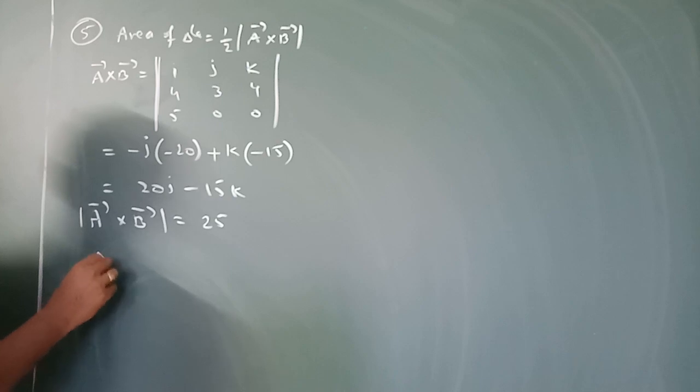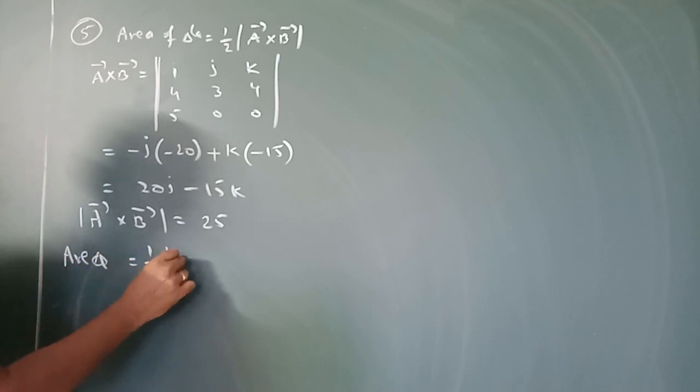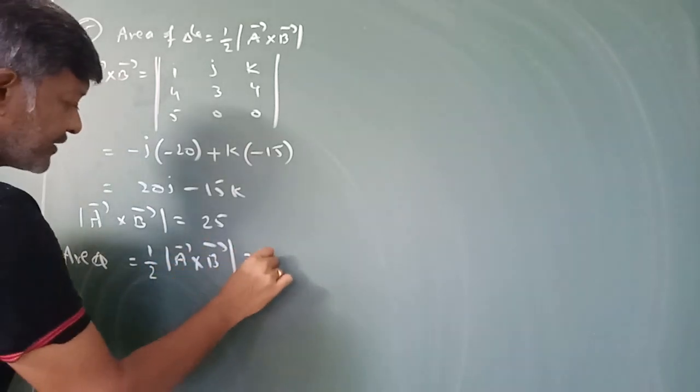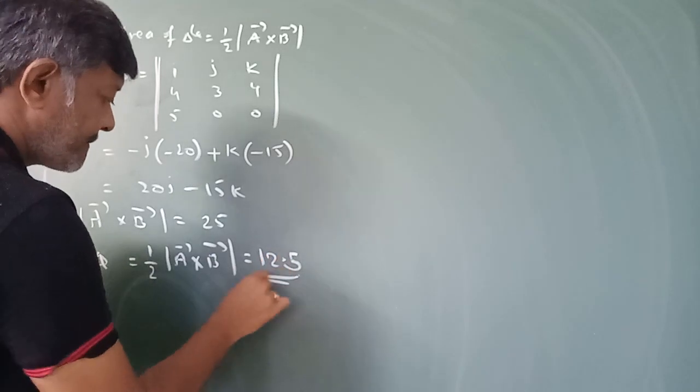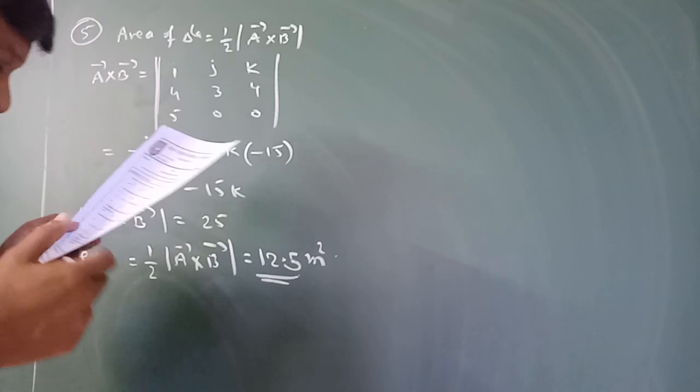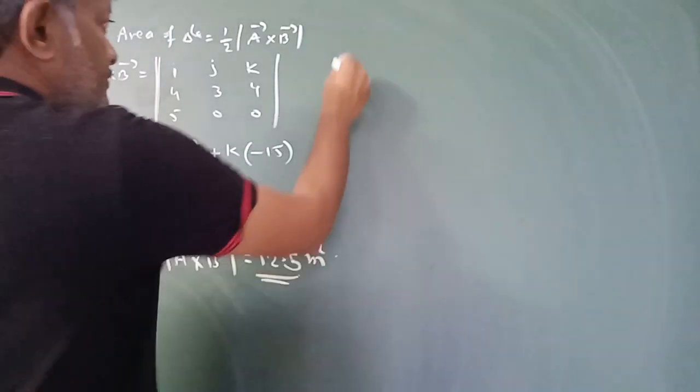Now area is equal to half into A bar cross B bar, that is 12.5 units square. Next, A bar is given as 2i + 3j - 4k.